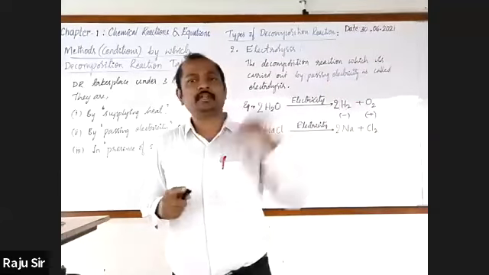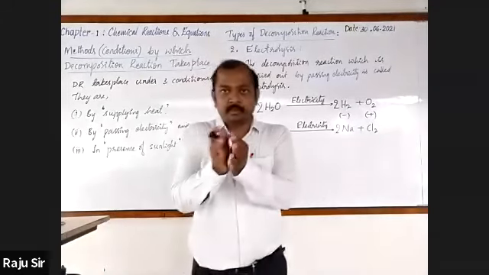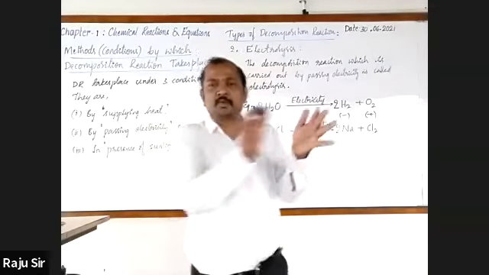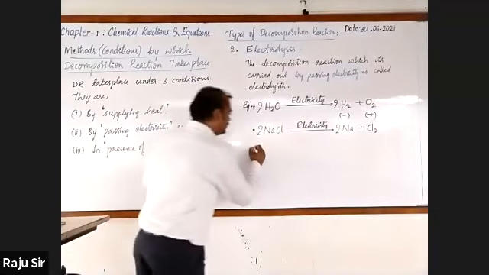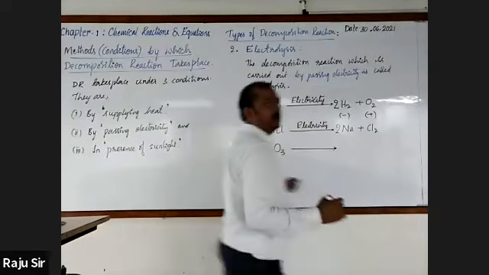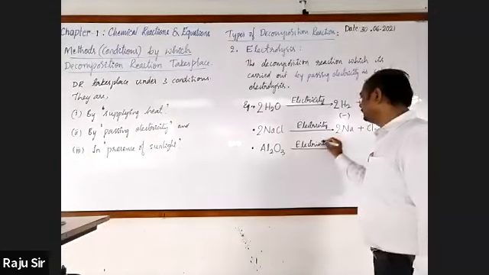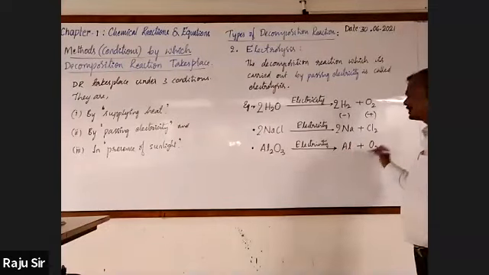Aluminum oxide. Very good. Aluminum reacts slowly with oxygen present in the atmosphere and forms a thin layer called aluminum oxide. This aluminum oxide can be decomposed into aluminum and oxygen by a process called electrolysis. Al2O3, aluminum oxide, on passing electricity into it, decomposes into aluminum and oxygen.